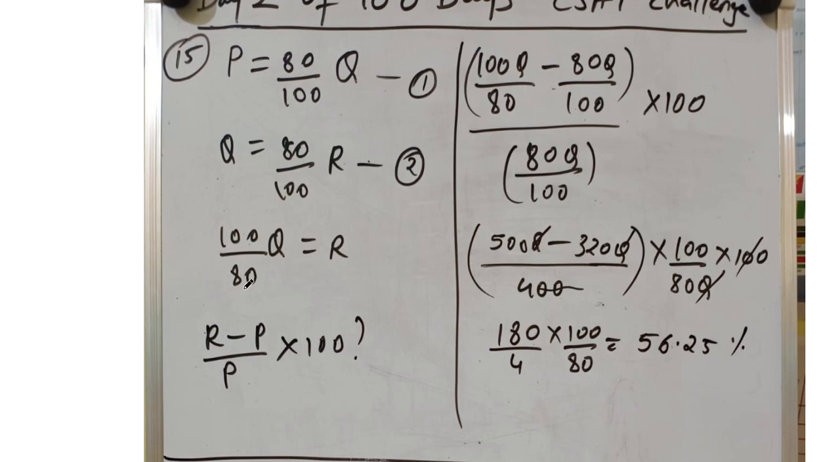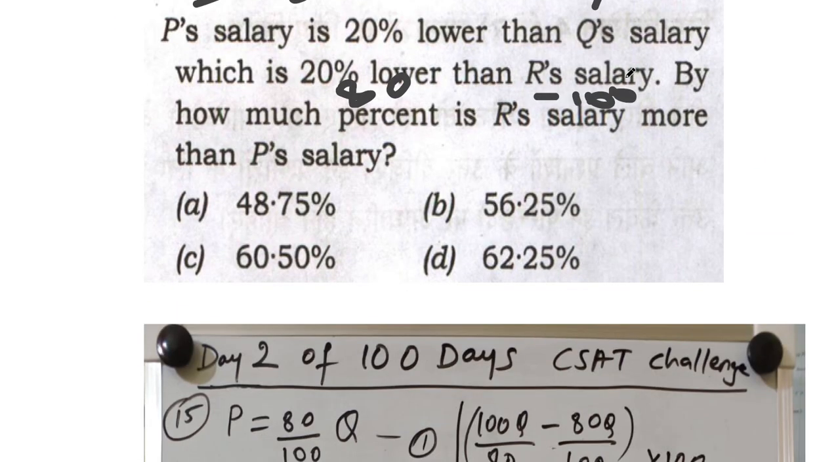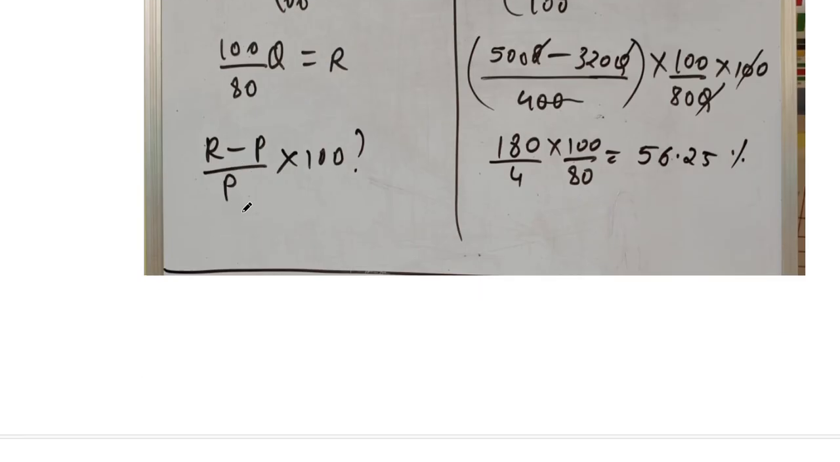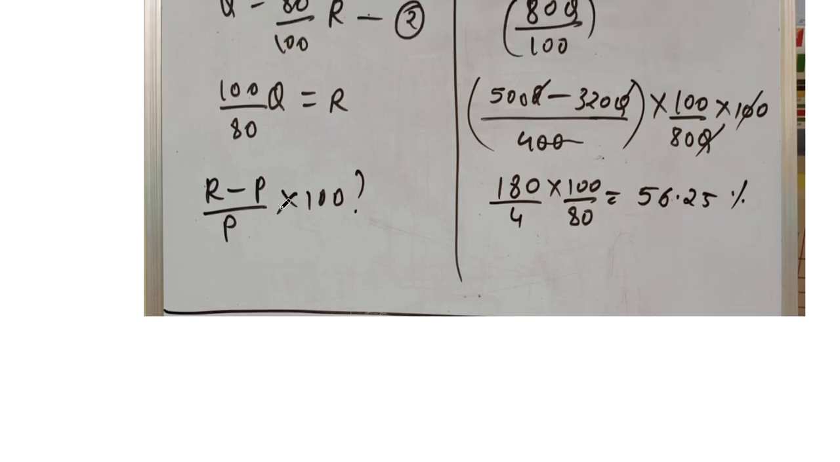And they are asking the percentage comparison between R's salary and P's salary with respect to P, right? So always remember, with respect to what will come in the denominator always. Most of the people will get confused about what to put in the denominator. Just see in the question what is the base they are asking, on what basis they are asking about increase and decrease. That base will become the denominator here. And they are asking how much percentage R's salary is more than P's salary.